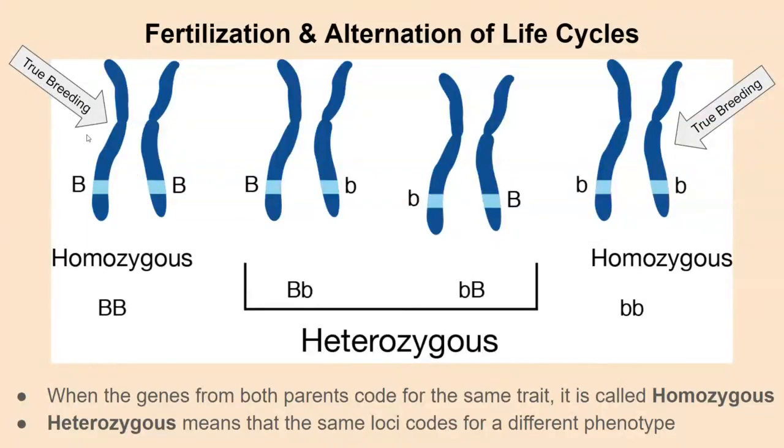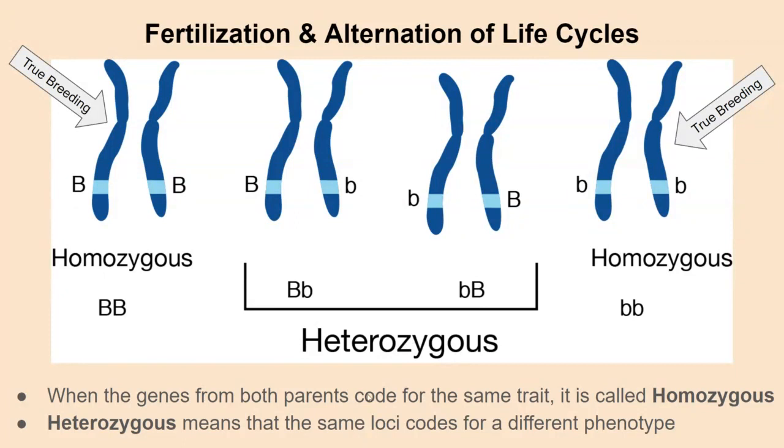This is known as true breeding, because if I crossed a homozygous with a homozygous, all of the offspring would also be homozygous. In this case, it is homozygous dominant. Whereas over here, we also have a true breeding pair, but it is little b or lowercase b, which represents the recessive trait, and lowercase b, which represents the recessive trait. So it is also homozygous because the zygote has the same allele, but it is recessive. So this is homozygous recessive, whereas this one is homozygous dominant.